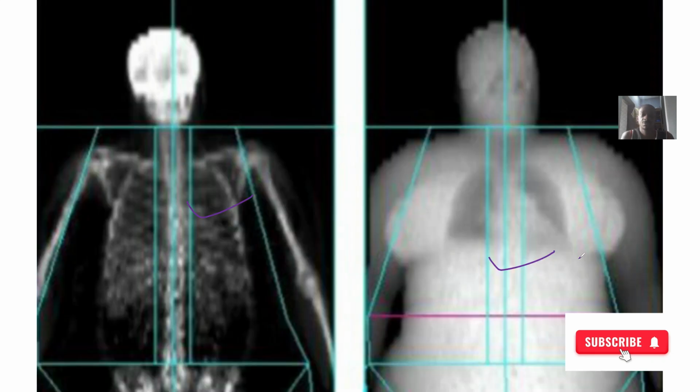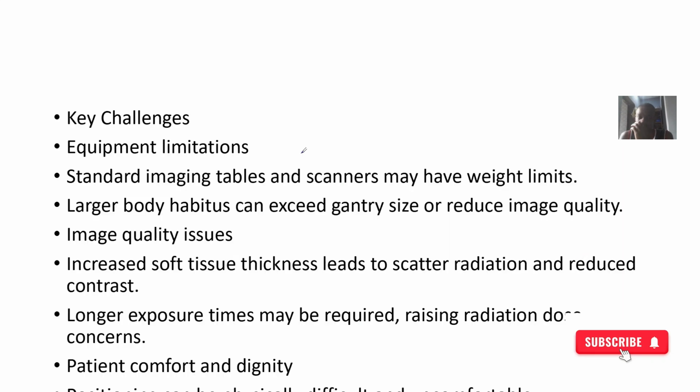Do you understand? So key challenges is equipment limitation. So sometimes the tables and scanners may have weight limits. So sometimes you're afraid of putting the obese patient on those equipments. So larger body habitus can exceed the gantry size or reduce the image quality.